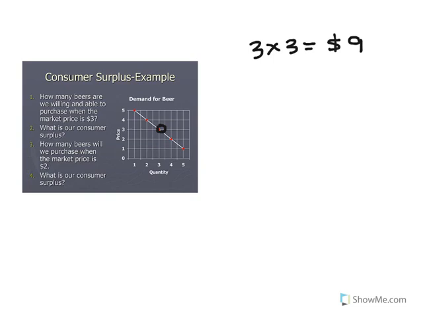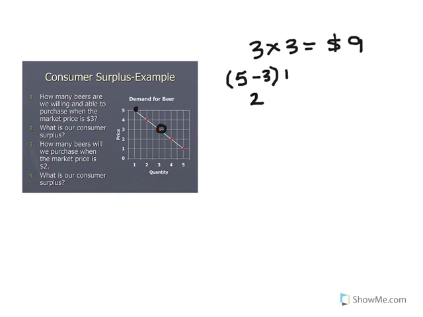So based on your demand curve, for that first beer, you would have been willing to pay $5. In other words, because notice that at a quantity of 1, you're at a point up here at 5. So again, for that first beer, you would have been willing to pay $5. However, you only paid 3. Therefore, for that first beer, you had a consumer surplus of 2.